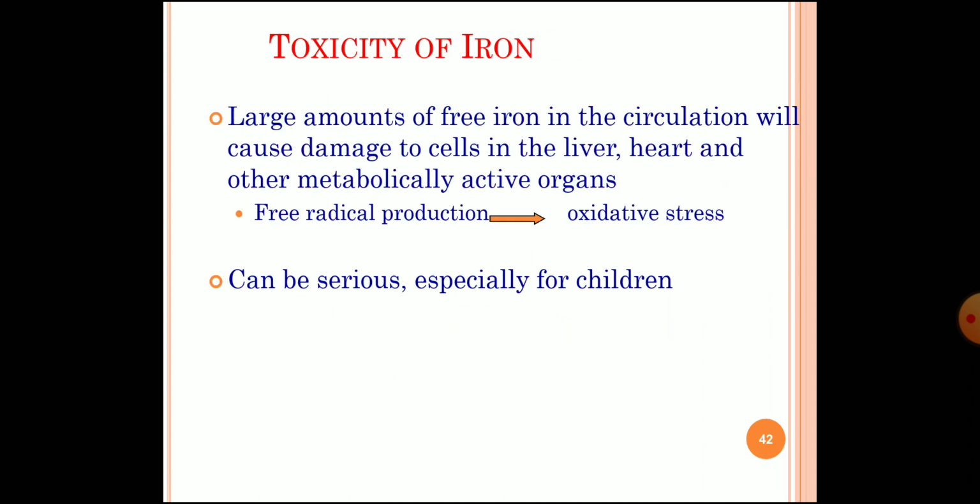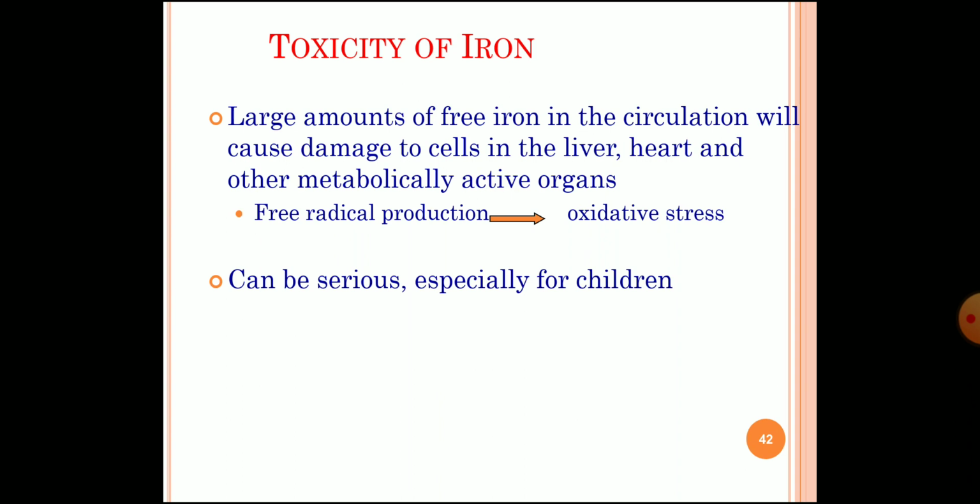Then we'll pass on to the toxicity of iron. A few words about the toxicity. Large amounts of free iron in the circulation will cause damage to the cells in the liver, heart, and other metabolically active organs. So free iron is always dangerous. Iron proteins are okay, but free iron, if it is present in the blood, is very dangerous.